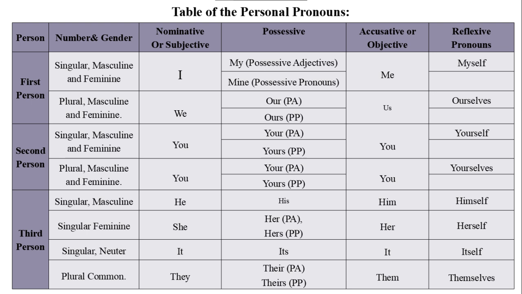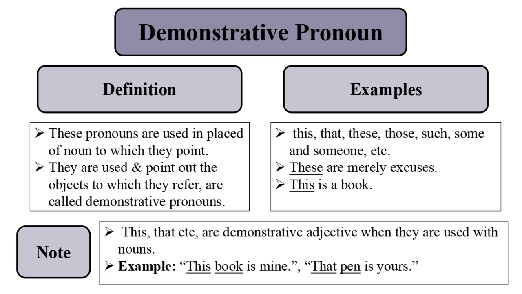Okay, so moving on from personal pronouns, demonstrative pronouns. Right. These are the pointing words. Pointing things out. They're used in place of nouns to which they point, or to point out the objects to which they refer. Okay. Think this, that, these, those. Maybe such. So like, these are my keys, or that is interesting. Exactly. You're directing attention.